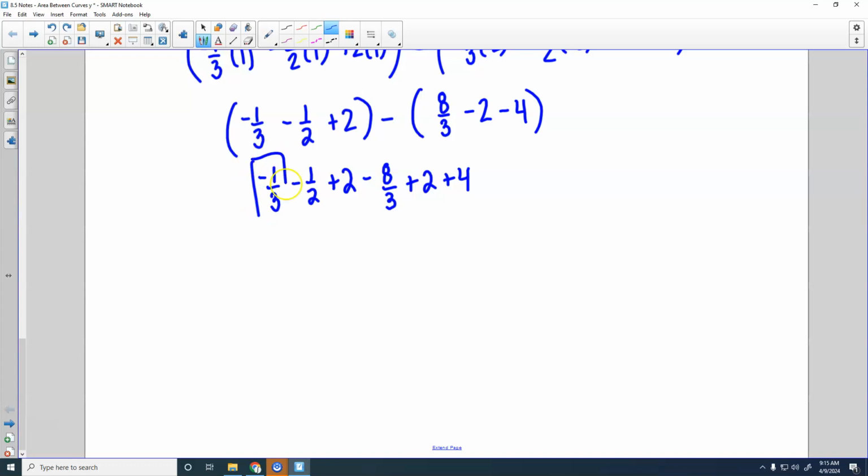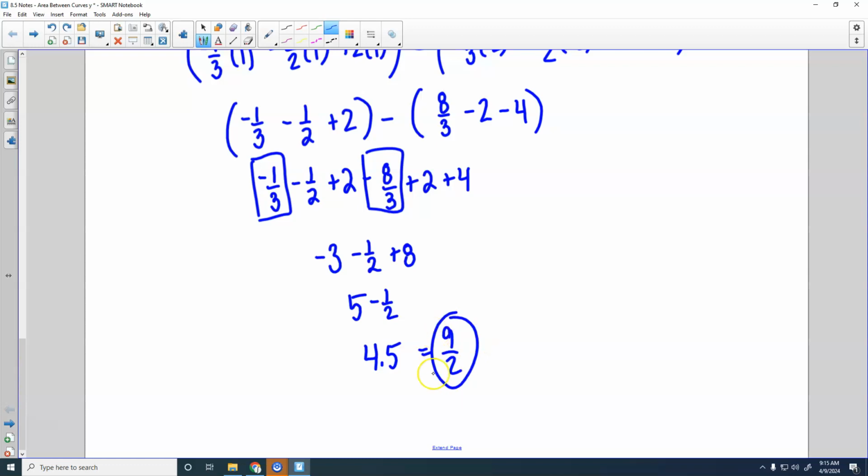I would put this negative 1/3, what's that? Negative 8/3, which gives us negative 9/3. So that's just negative 3 minus 1/2, and 2 and 2 and 4 is going to give us 8. So we get 5 minus 1/2, which is 4.5 or 9/2 there.